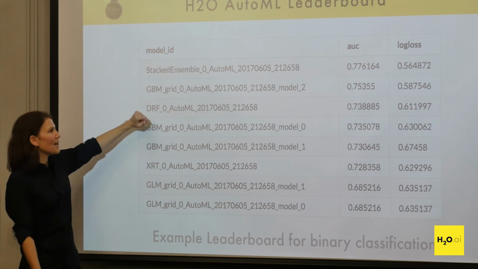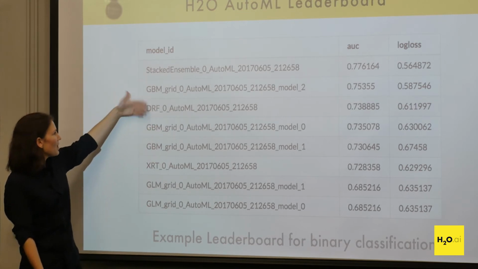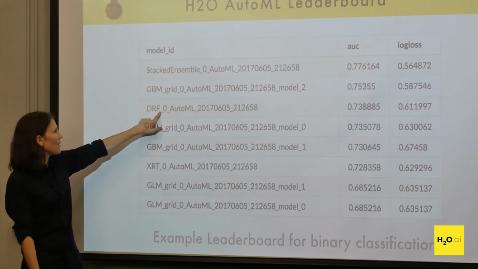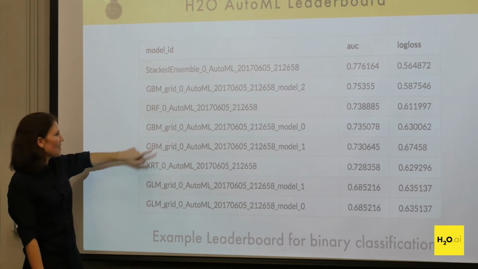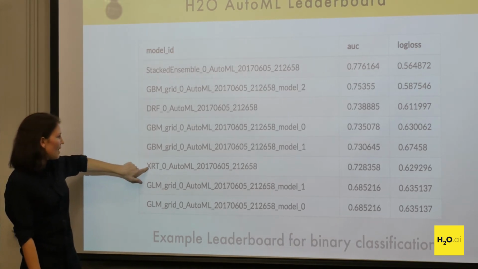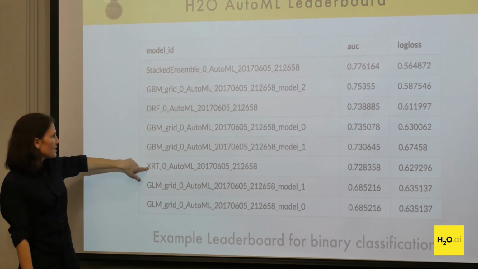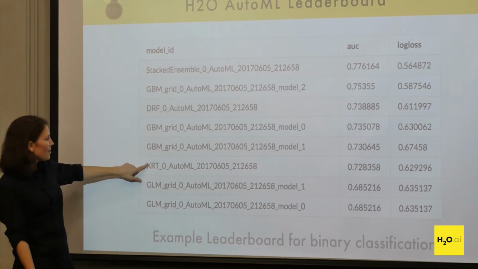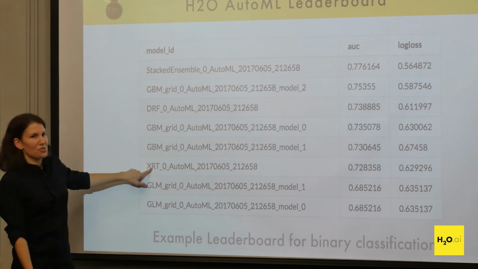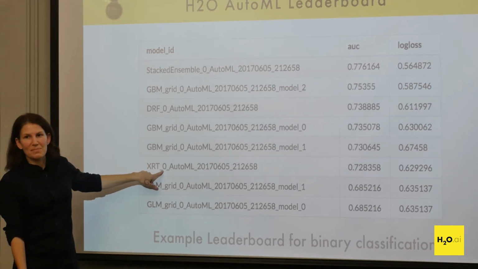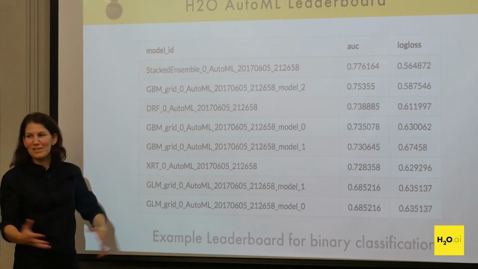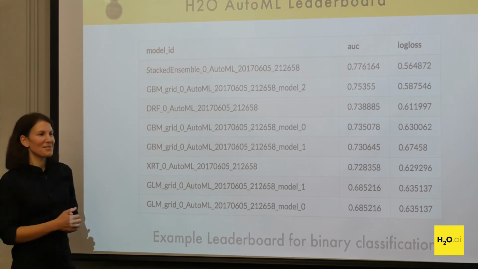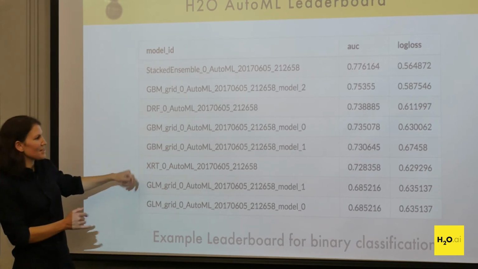Based on my experience, then maybe, this stands for distributed random forest. Here's another GBM and another one. This is actually just the same as a random forest, except it's called extremely randomized trees. It just means it's more random than a random forest. It's just a version of random forest that does well sometimes.